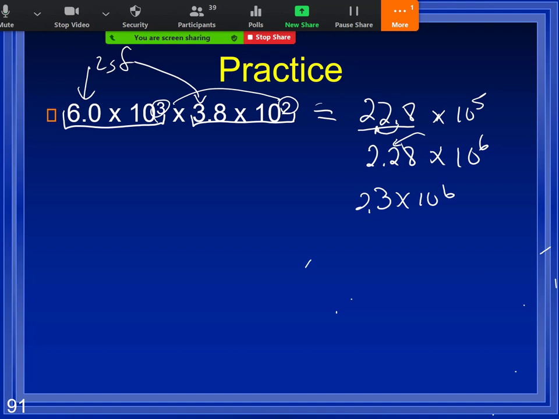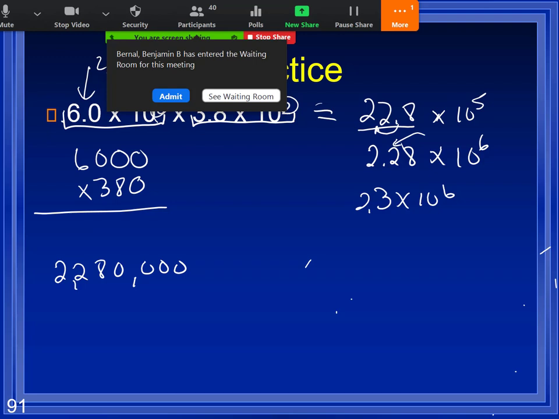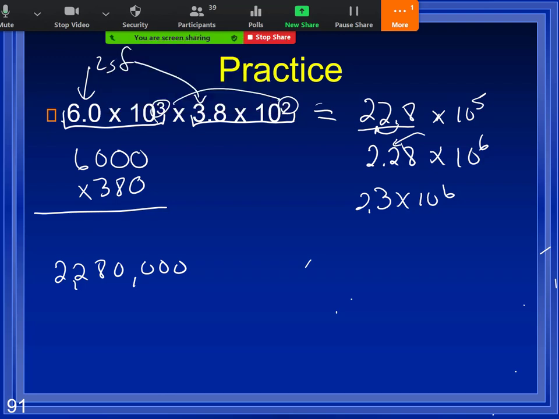Okay. It's not different math. Okay? It's math like you always did. 6.0 times 10 to the 3rd is 6,000. Move it over 3 times. 3.8 times 10 to the 2nd is 380. You multiply those on your calculator, it's going to give you 2,280,000.